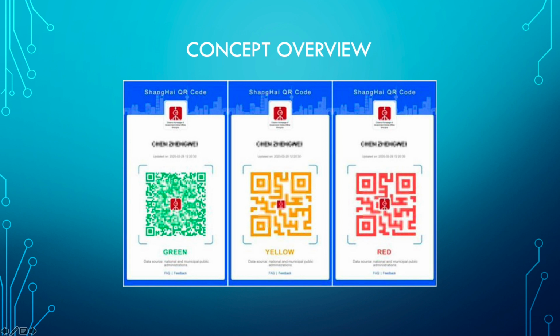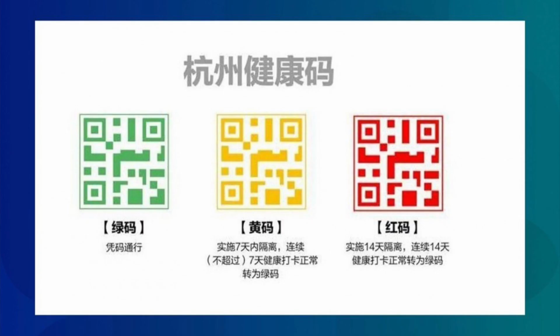The app generates a QR code that can be scanned by a government official or business owner that is controlling access to various places like restaurants, subways, shopping malls, and places of employment. If a citizen's QR code is green, then they are allowed to proceed to their destination. If not, they are barred from entry.